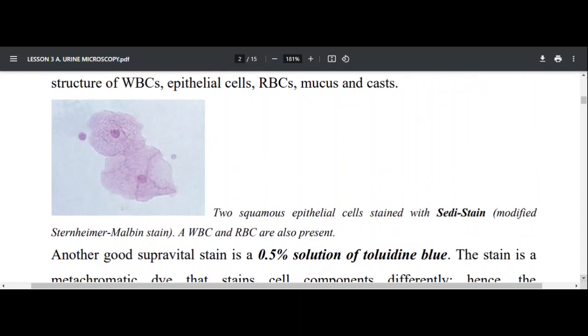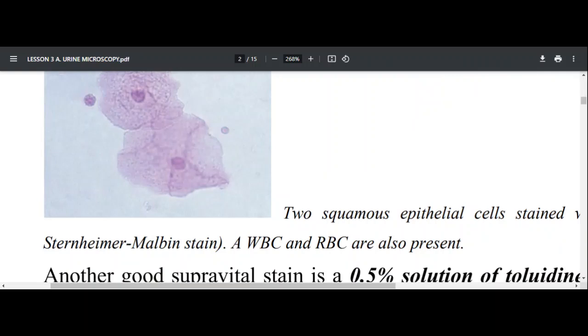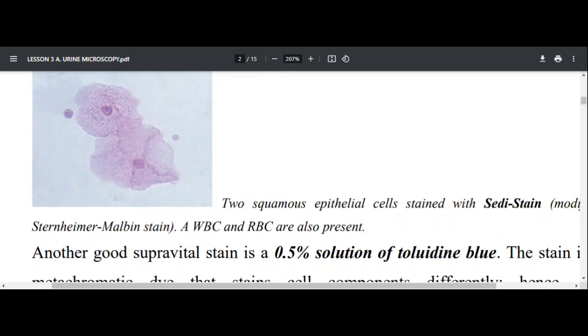For example, that is a squamous epithelial cell stained with the Sedi stain, which is a modified Sternheimer-Malbin stain. You can see how it can characterize internal structure and stain the cytoplasm and nucleus differently, and it can also show the presence of the nucleus, and even WBCs around, and even RBCs. As you can see, this is just an RBC without internal granules, and this is a leukocyte, or white blood cell, with internal granules or components.